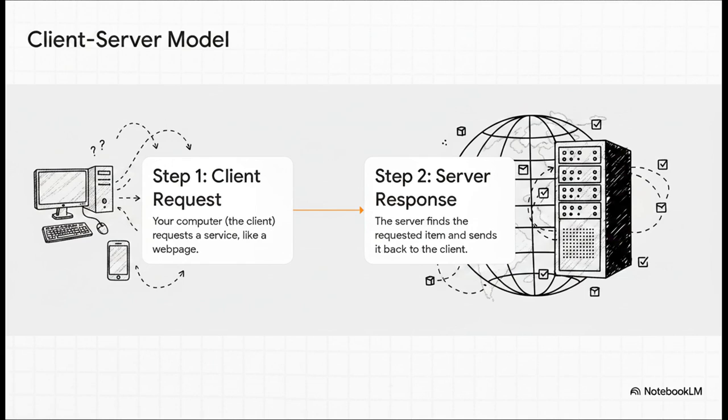It's called the client-server model, and it's basically just a two-step conversation. Step 1, your device, the client, politely asks for something, like a web page. Step 2, the server finds it and politely sends it back. That's it. That simple little conversation is happening billions of times a second all over the world.